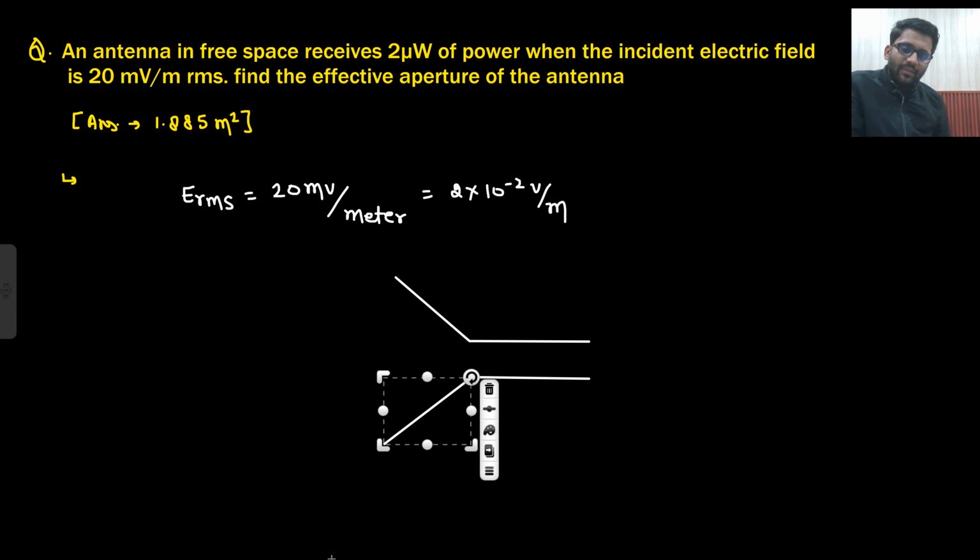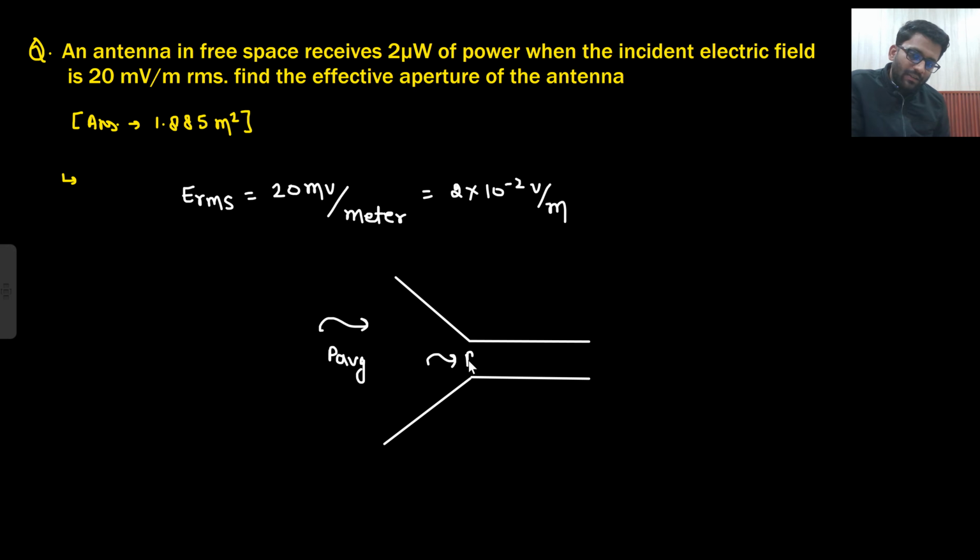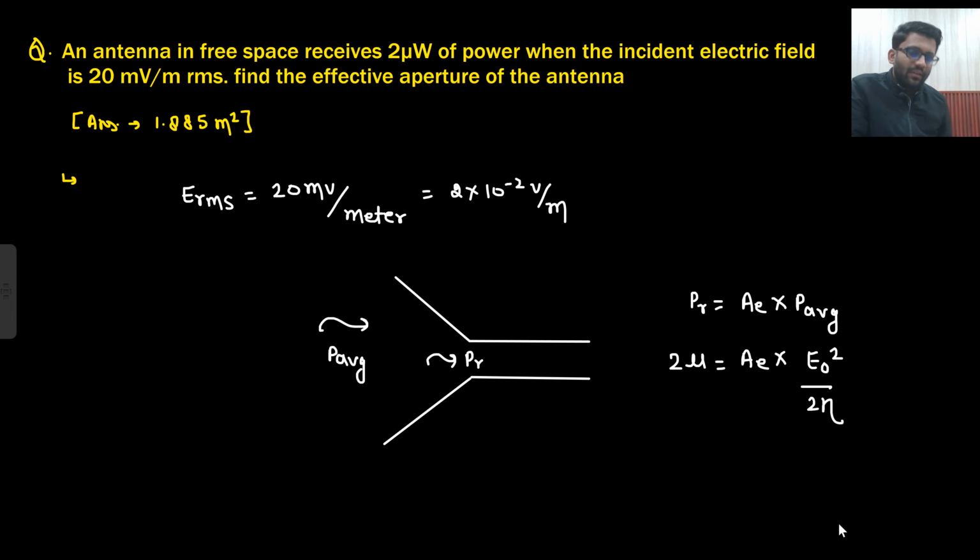So there would have been some effective aperture area here. So this would have been your P average, and then this would have been the received power. So received power would have been effective aperture area into P average. So what is the received power? That is 2 microwatt. What I need to find? Effective aperture area. Into P average. What will be P average? E naught square by 2 eta, right?